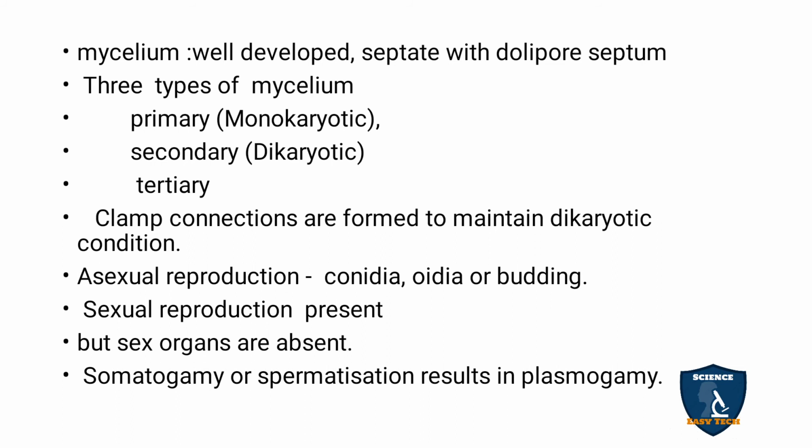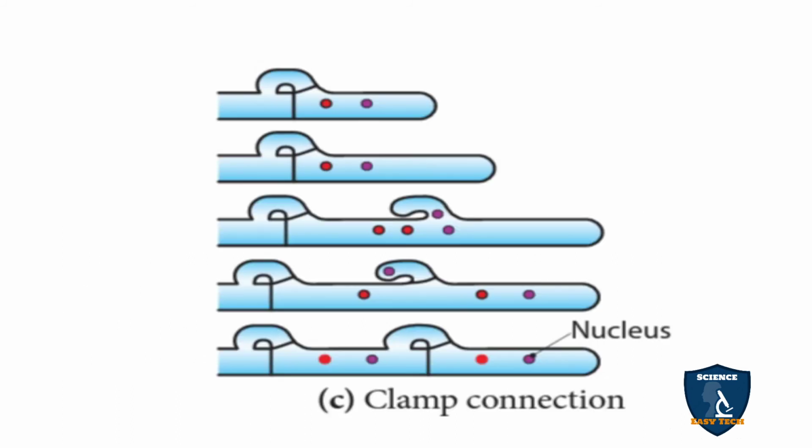And clamp connections are formed to maintain the dikaryotic condition. So this is the clamped condition. The clamp is an outgrowth that develops. Due to that, the 2 nuclei are distributed, one side and the other side, like that. To maintain the 2 nuclei condition, the clamp connection is formed.